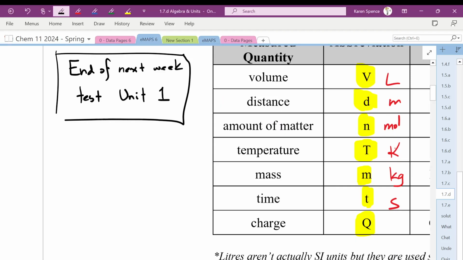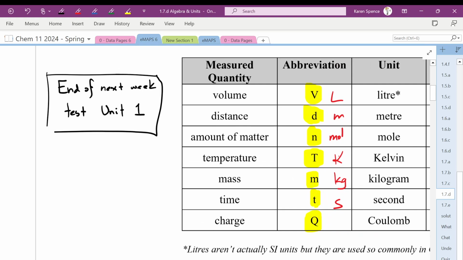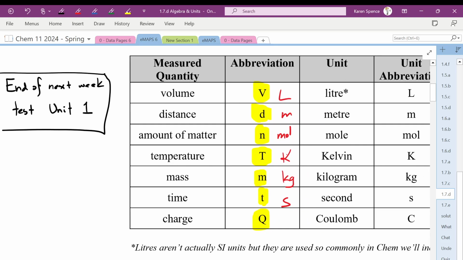Unit 1. So, you need to review those because that will be on your test. You also need to review your metric prefixes. While we're here, could you please tell your neighbor what the metric prefixes are from largest to smallest?